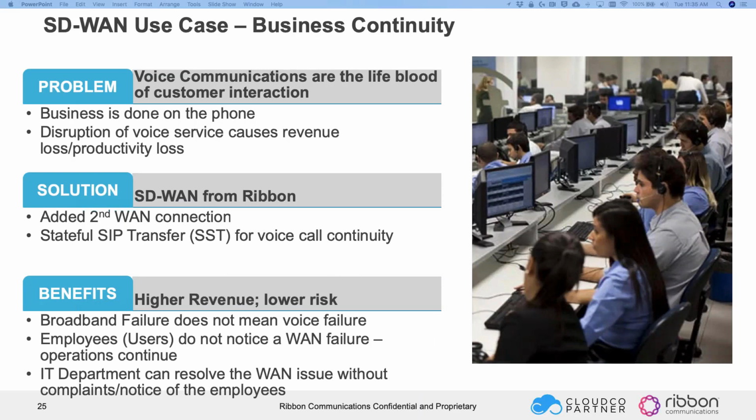Just a quick couple of use cases. Business continuity, we've talked a lot about that, but essentially, as we all know, a tremendous amount of business is done over the phone. And if you lose that phone connection, you lose the ability to do business. So from a solution perspective, by adding a second wide area connection and using Stateful SIP Transfer, you ensure that a dropped call is a non-issue.